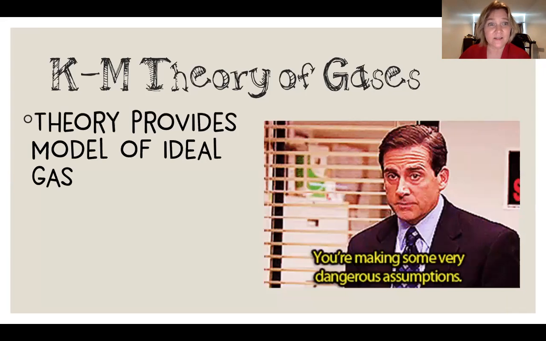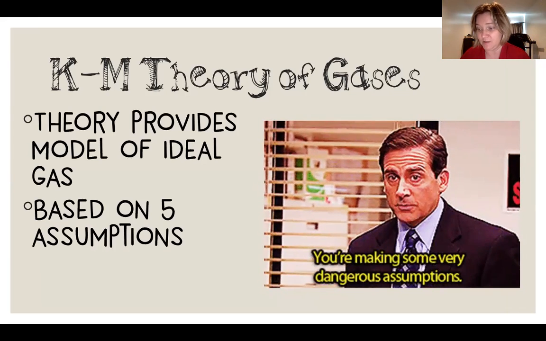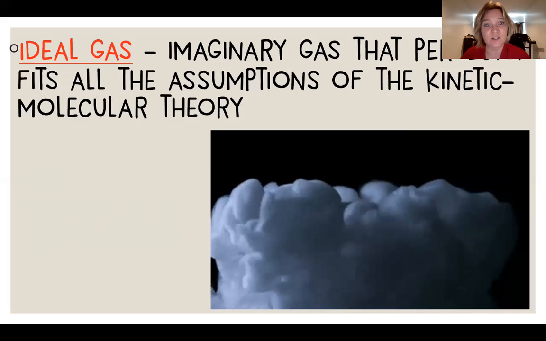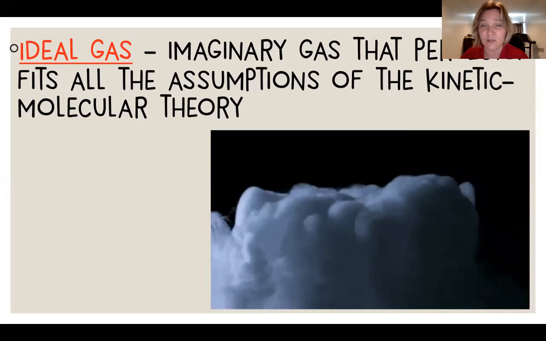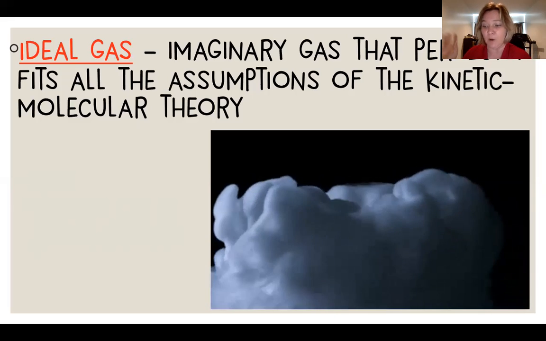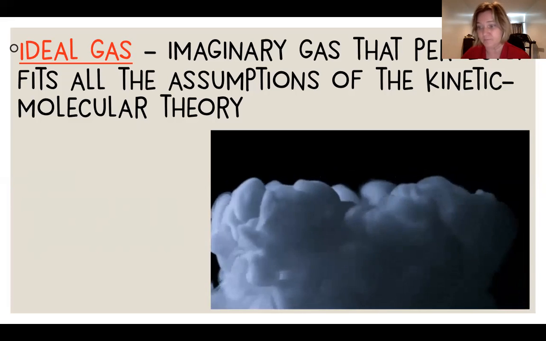All right, so this theory provides a model of an ideal gas. It is based on 5 assumptions. And before I talk about the 5 assumptions, we have to define an ideal gas. That is an imaginary gas, so it does not exist, but an ideal gas would perfectly fit all 5 assumptions of the KM theory.